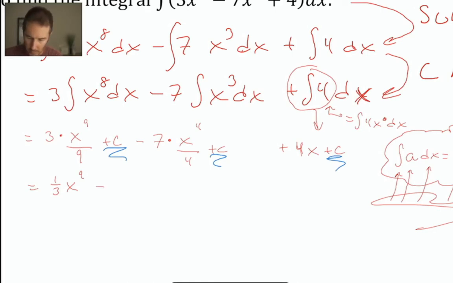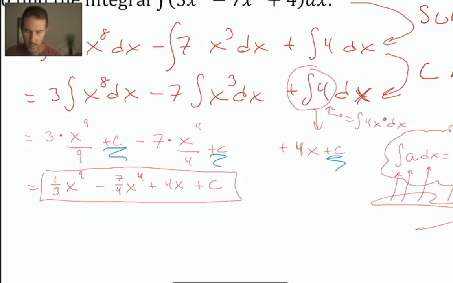Let's move on to the minus 7/4 x to the 4th power plus 4x. Finally, plus c. And that there is your antiderivative, your family of solutions.